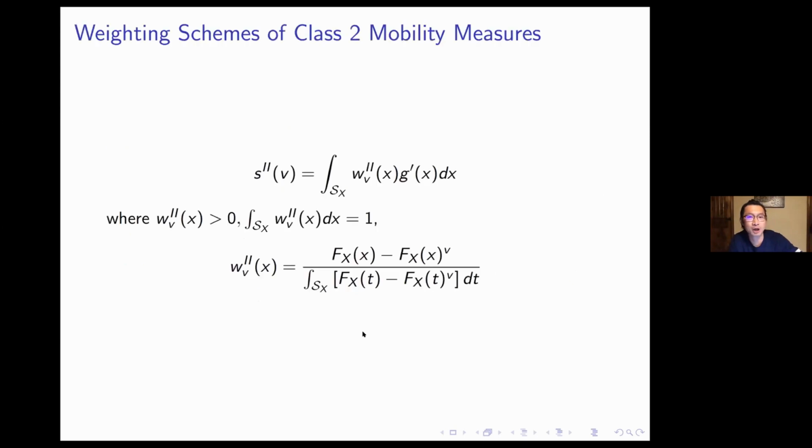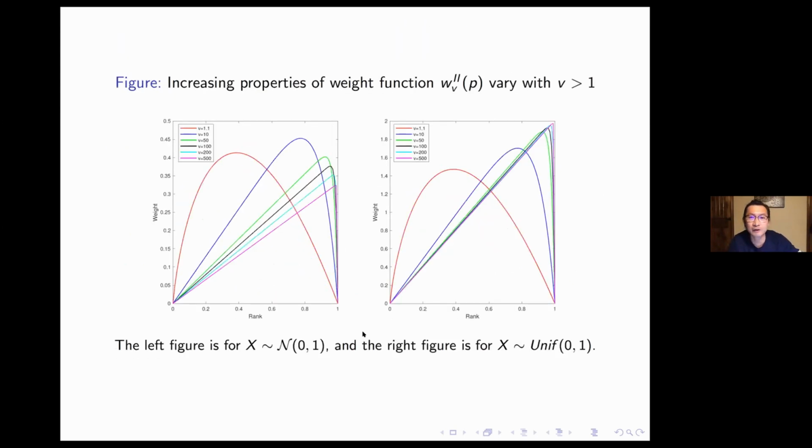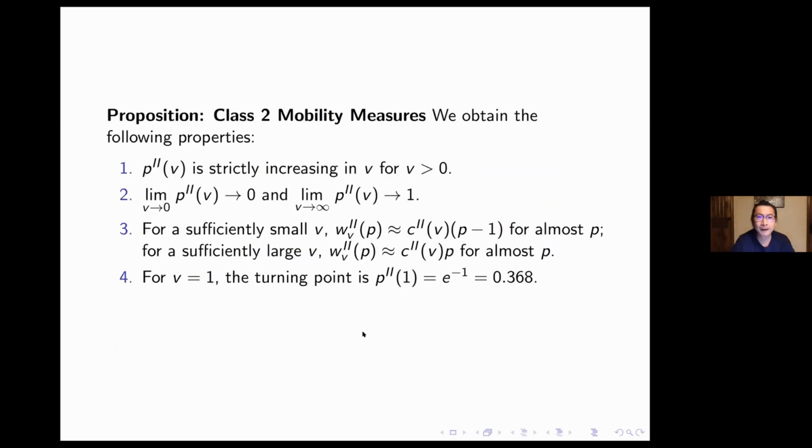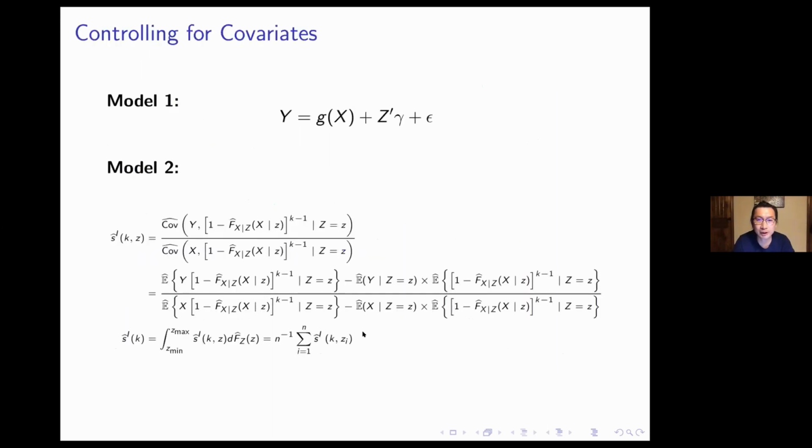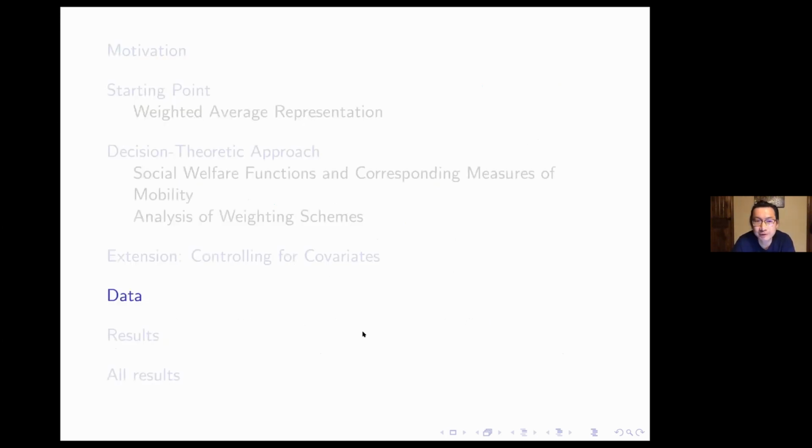Okay, and we analyze this in a very similar fashion, and we can derive very similar types of results. We can also easily extend this to take into account covariates. If you have more variables you want to control for in this framework, you can easily do that, and there are two different approaches that we discuss in our paper. Right now I just want to show you some of the results.